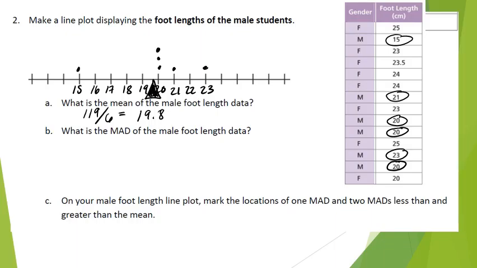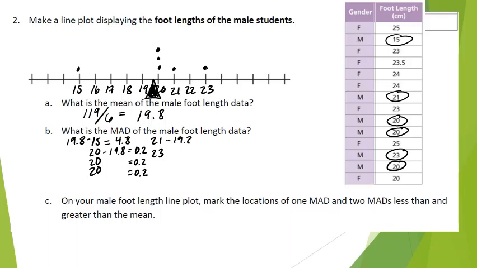And now let's find the MAD of the male foot length data. So let's write out all of our values. So 15, we have 3 20s, 21, and 23. And we're going to find the difference between the mean and each of those values. So 19 and 8/10 minus 15 would give me 4 and 8/10. 20 minus 19 and 8/10 would give me 2/10. In fact, I'm going to get the same thing for each of these since the values repeated.